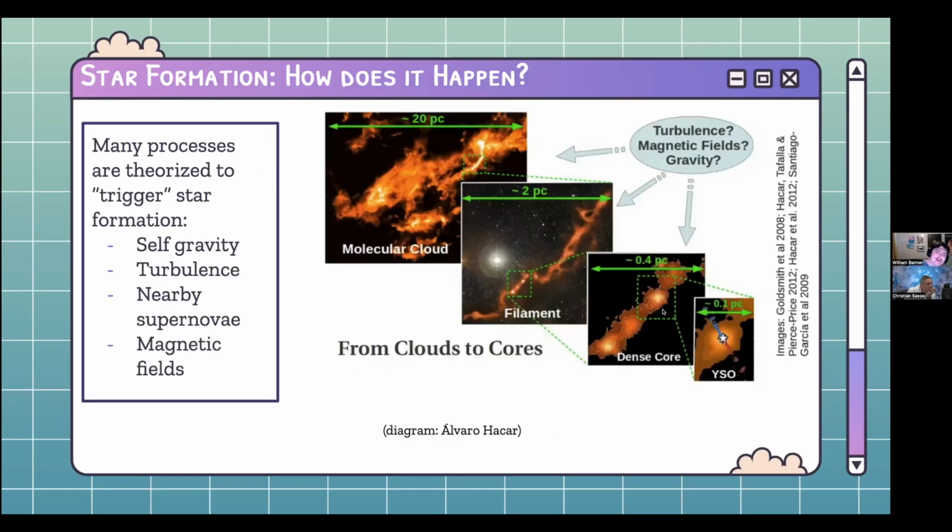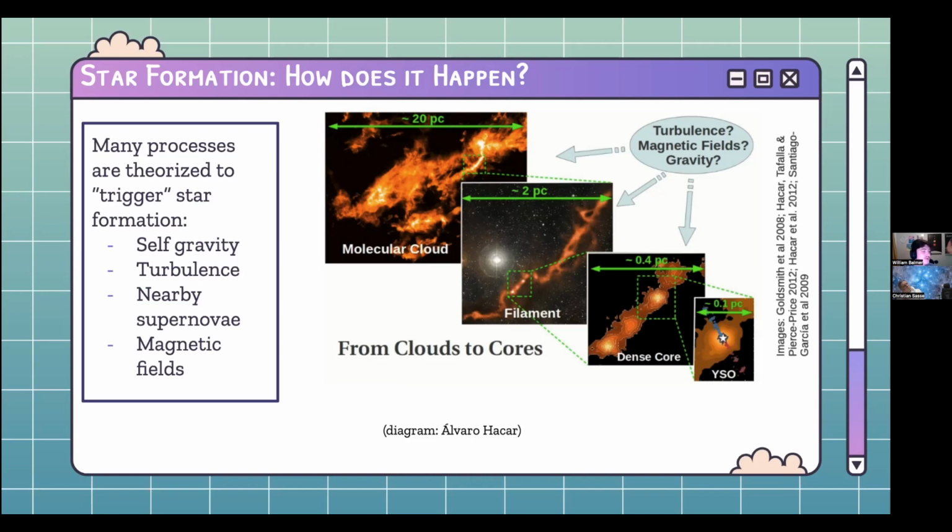So I mentioned that you can have events that trigger the collapse of these giant molecular clouds. There are a handful of processes that are theorized to be efficient triggers of star formation. The most self-explanatory one is self-gravity, right? If you have a big diffuse cloud and it gains enough mass just by sweeping throughout the galaxy and gathering up lots of tiny particles, it'll eventually grow to a size where it will be unstable and collapse inwards due to its own gravity.